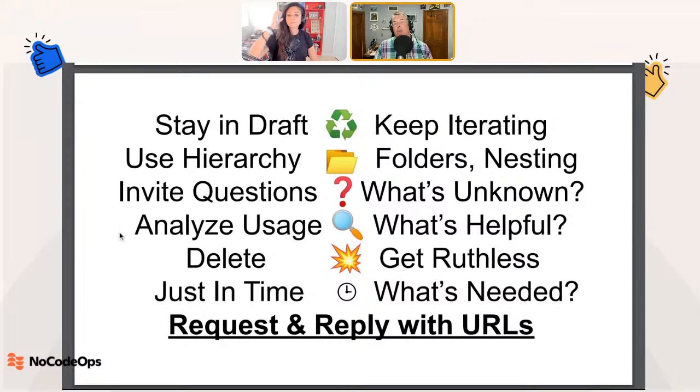Okay. Some additional frameworks. Use hierarchy. Which things are more important than other things, right? If it's only useful for a very specific set of users, make that hidden to all the other users, right? Use folders, use nesting, use user permissions, right?